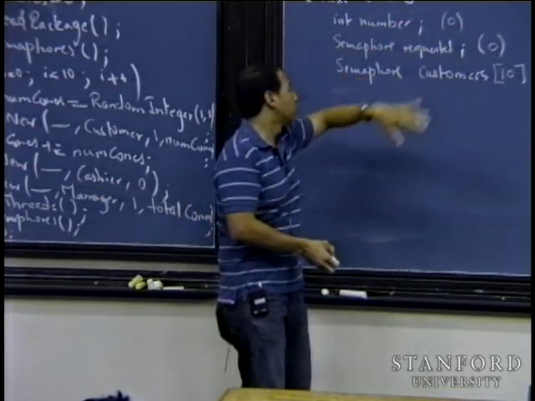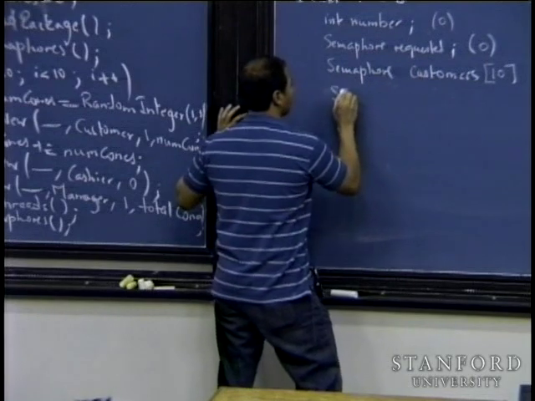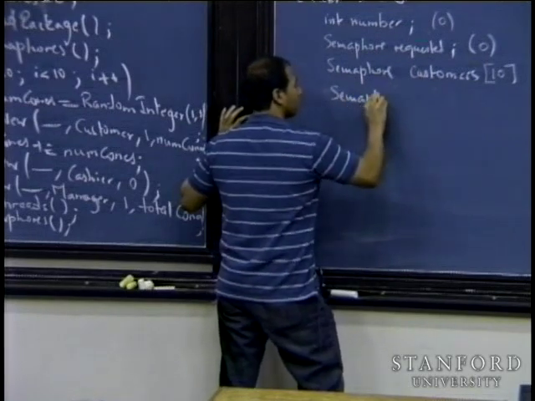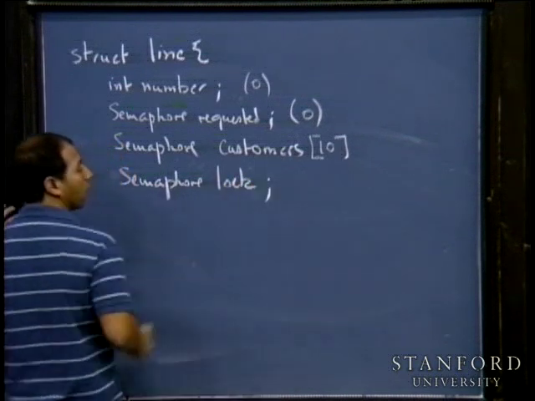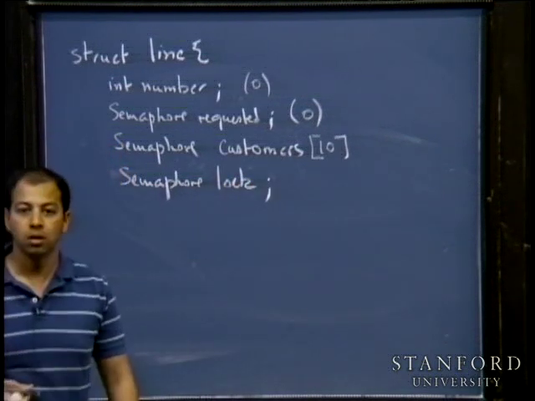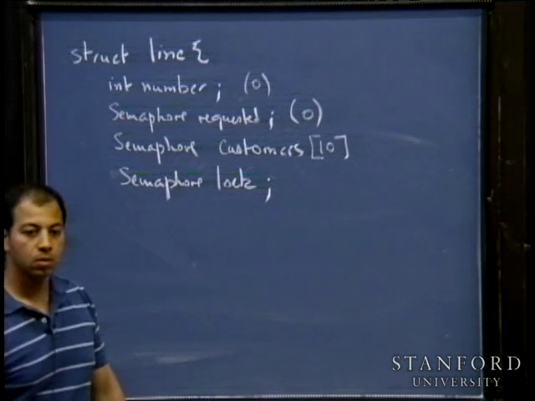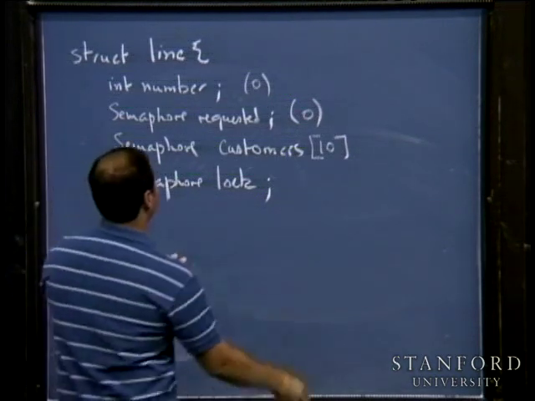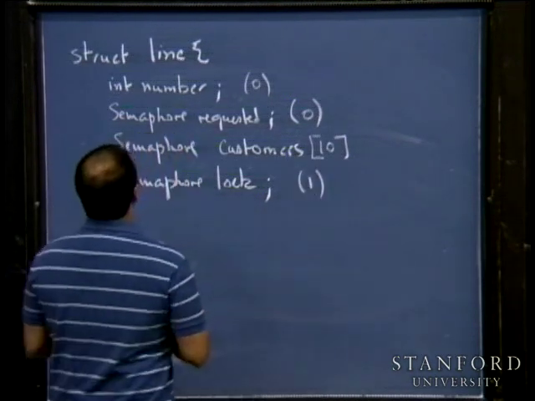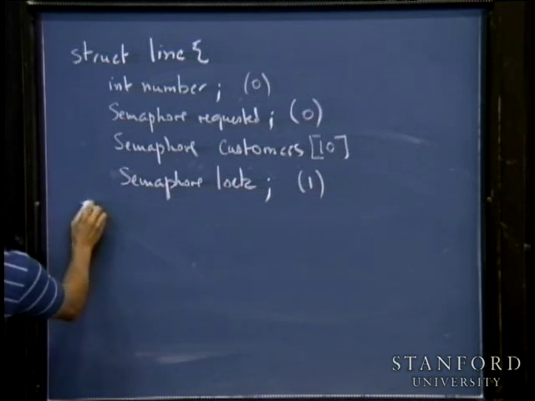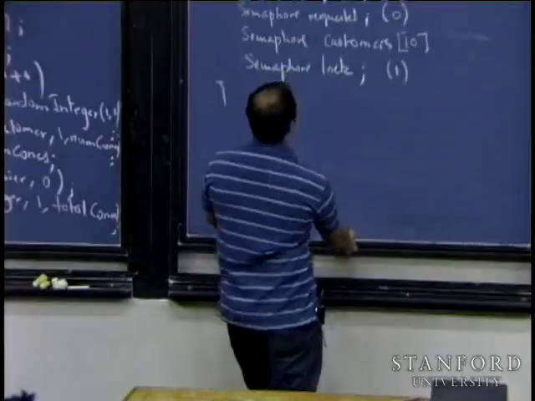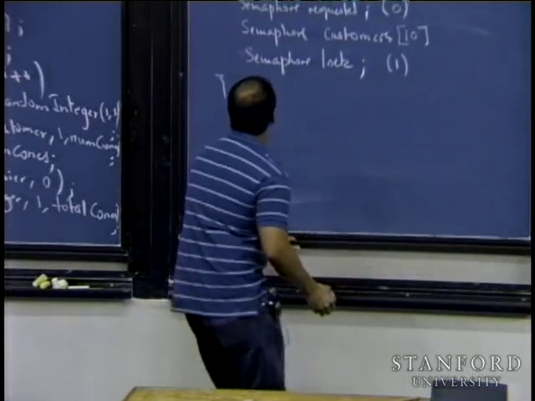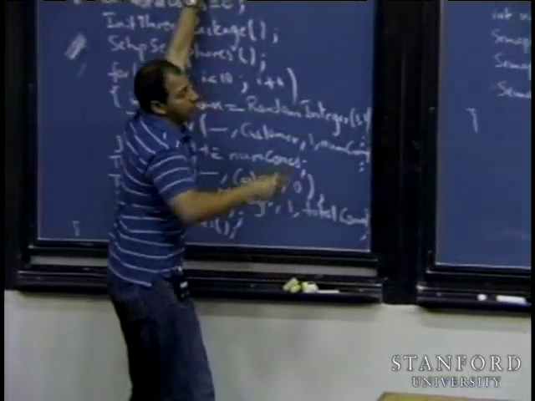Okay? So let me have a semaphore lock. And to what is this semaphore going to be initialized? 1, so one person. Yes, it's going to be initialized to 1. And I think I will need to write the last few lines very quickly. It's running out of time. All right, so let me write the cashier first, and then we go to this guy.